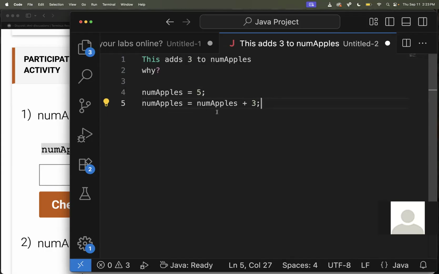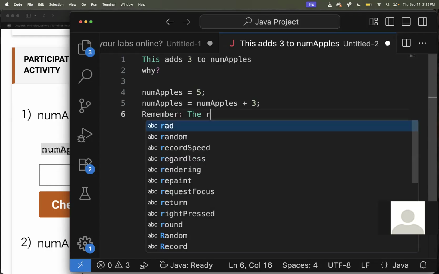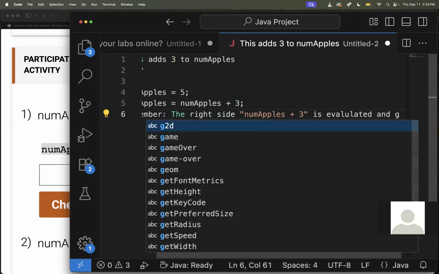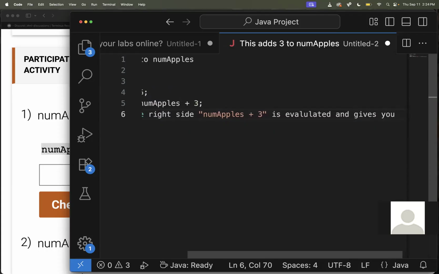Remember how evaluation goes. You have been taught this at this point, right? That the way assignment works is the right side, the num apples plus 3, is evaluated. In this case, if you had num apples equals 5 and then you evaluate num apples plus 3, you're going to put a 5 in for num apples, right? And you're going to get 5 plus 3 is 8. So it's going to evaluate to 8.